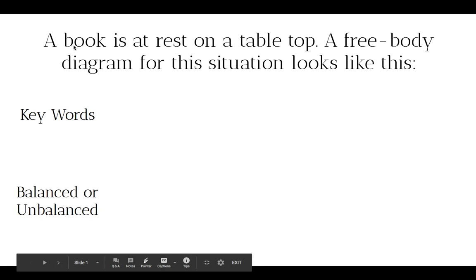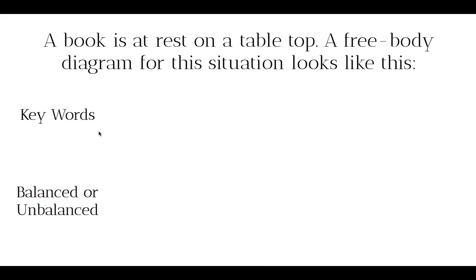For each problem where we have to draw the free body diagram, I'm always going to start out by going through the keywords with you, and then from that determine if it's balanced or unbalanced, because that's going to tell us the size of the arrows and whether they're the same length or different lengths. So we'll start out with easy ones, and then they're going to get a little bit more challenging as we go. So if we have a book at rest on a table, a free body diagram would look like this.